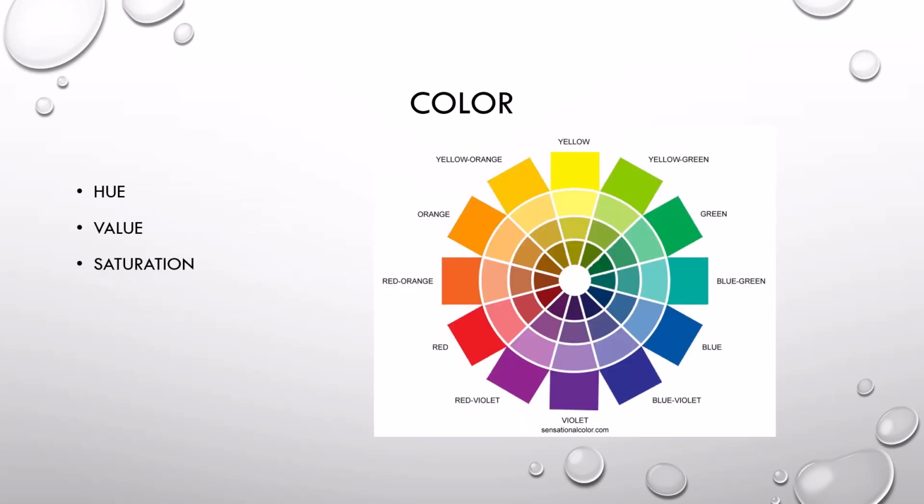Our next element is color. Hue is the name of the color, like red, blue, and green. Value is going to be how light or dark that color is, and saturation is how pure the color is, and we're going to have a whole section around color and color theory.